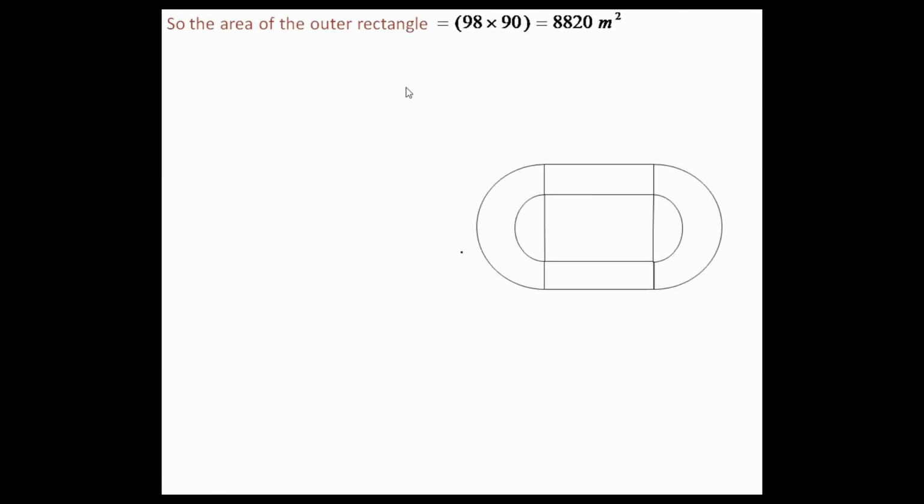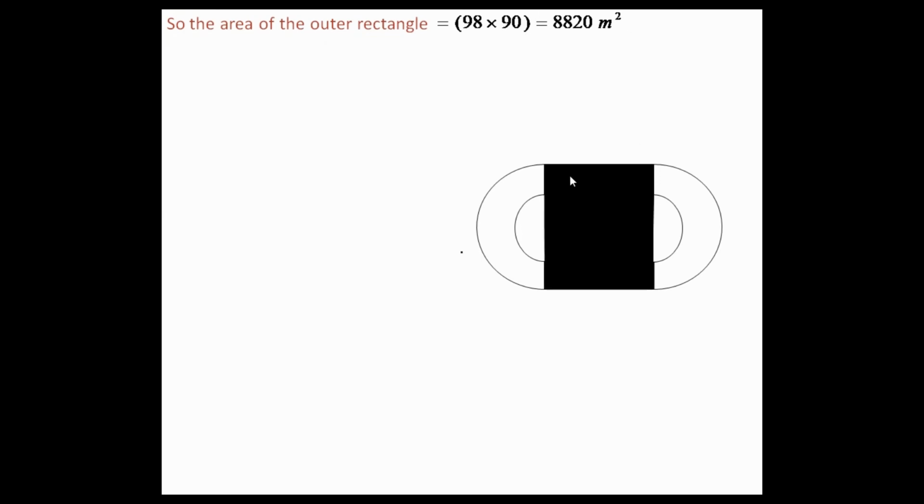So let's move forward. We want to know the area of the outer rectangle. Now let me color the outer rectangle so that you can observe it carefully. This black area is the outer rectangle. Now we know the length of the outer rectangle, which is 98 meter. We know the breadth also. The question says that the straight portion is 90 meter. Now we can carry out the area of the outer rectangle by multiplying 90 into 98, length into breadth. 8820 meter square is the area of this outer rectangle.